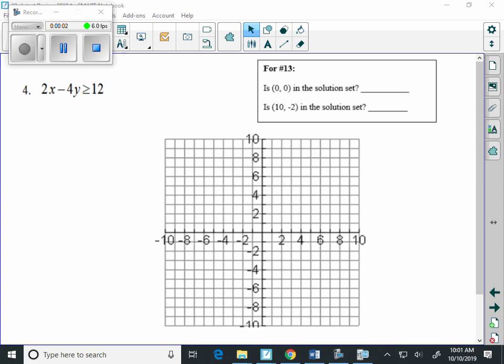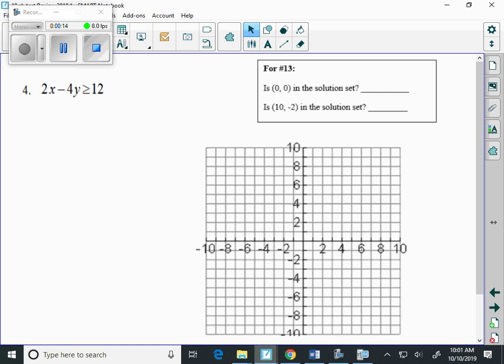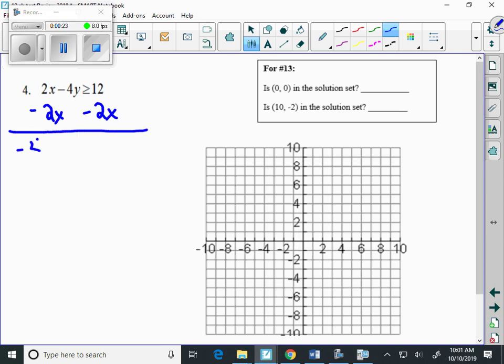We want to graph this inequality, and then we've got a couple of questions to answer about it. In order to graph, we need to put the inequality into slope-intercept form. That means that we need to solve for y. So as we start this, we're going to subtract x from both sides. We have negative 4y is greater than or equal to negative 2x plus 12.